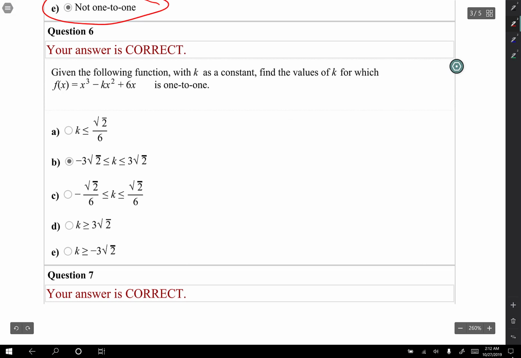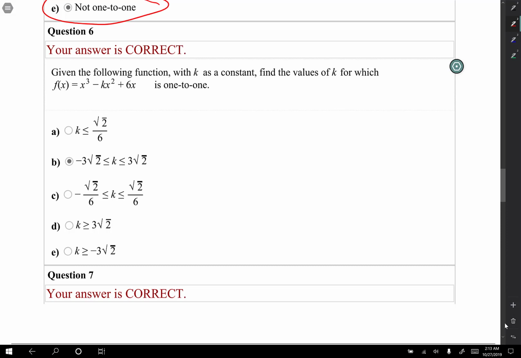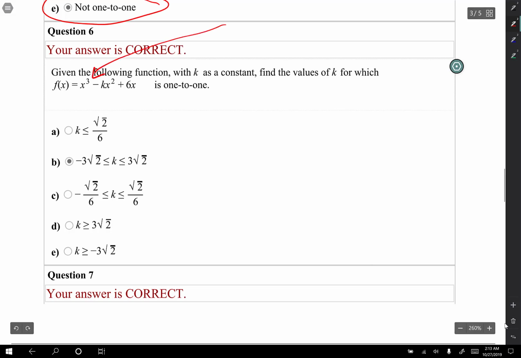Finally, our first real question that requires us to do a little bit of math. It says, given the following function with k as a constant, find the values of k for which this function is one-to-one. All right. First, I notice that I have x cubed. I have a positive x cubed.